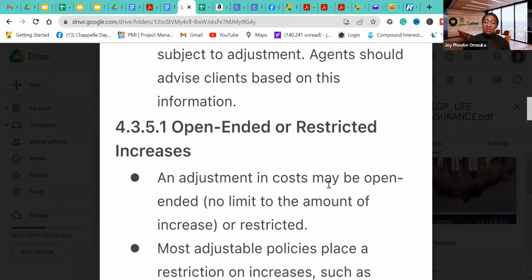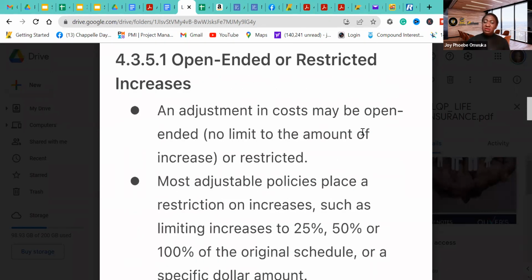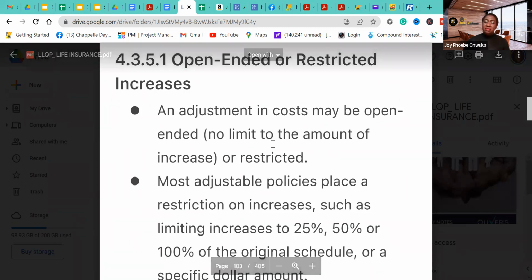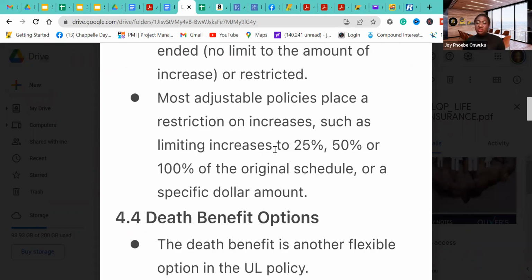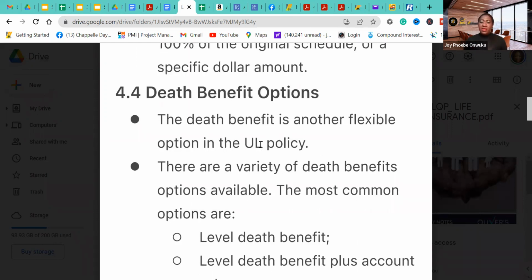Open-ended or restricted increases. An adjustment in cost may be open-ended, with no limit to the amount of increase, or restricted. Most adjustable policies place a restriction on increases, such as limiting increases to 25%, 50%, or 100% of the original schedule or a specific dollar amount. Death benefit options. The death benefit is another flexible option in the universal life policy. There are a variety of death benefit options available. The most common options are level death benefit. Okay, death benefit options.